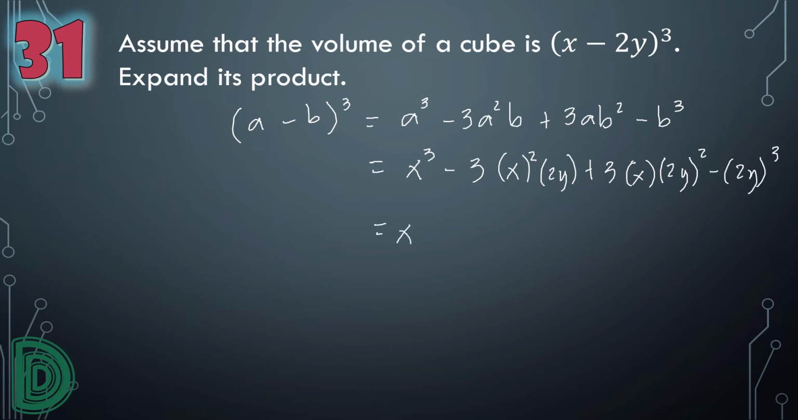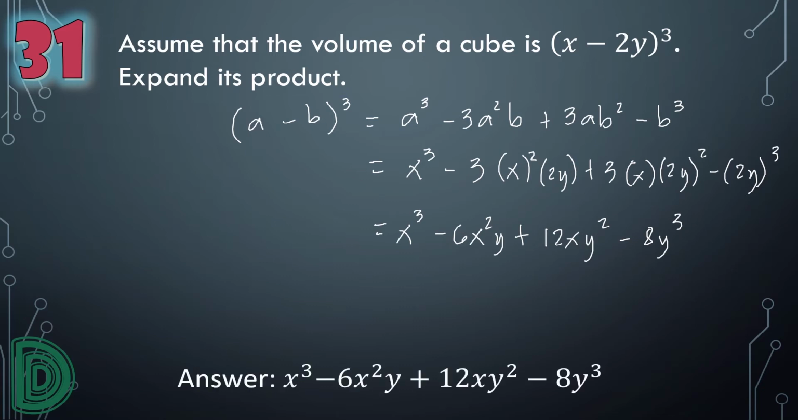Simplifying, we will get x³ minus 2 times negative 3 is negative 6, x²y, plus 2 squared is 4 times 3. Then for the third term, we have plus 12xy². And then the last term, (2y)³, is 8y³. So our final answer is x³ - 6x²y + 12xy² - 8y³.